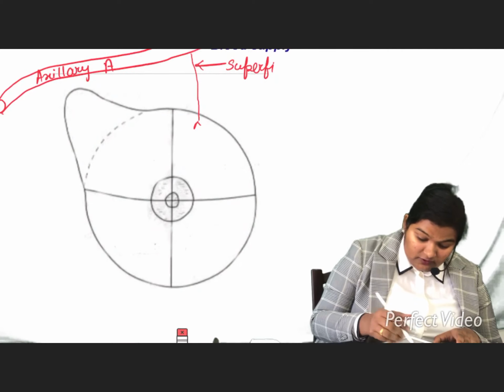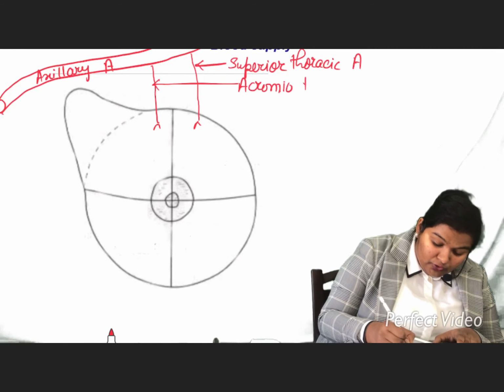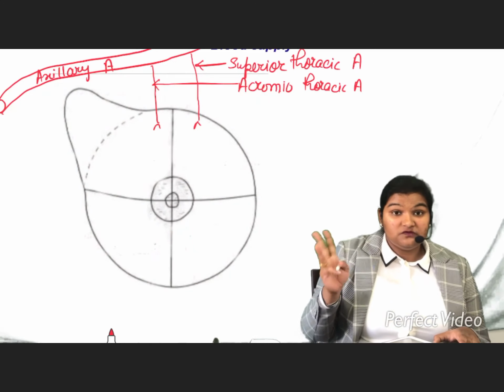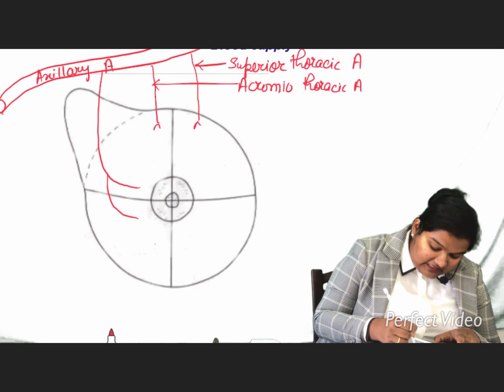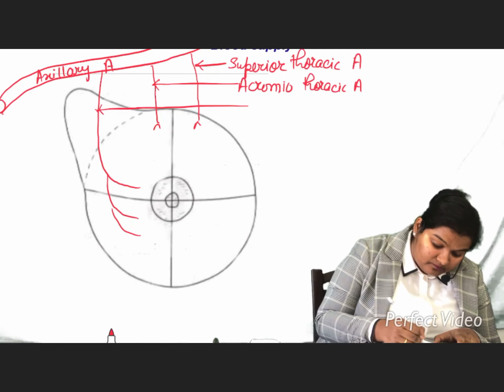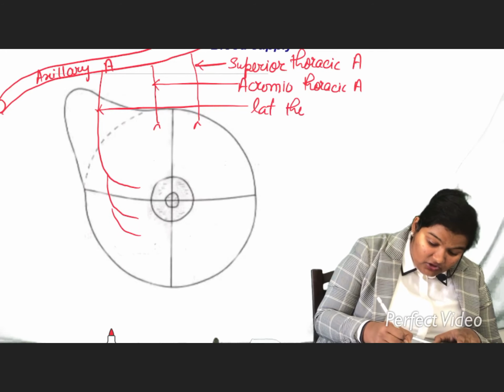We have superior thoracic artery, right? Then this axillary artery again gives another branch, which is acromiothoracic artery, right? And it gives the third branch which is lateral thoracic artery. Okay, so it gives like this. So it is lateral thoracic artery. So this forms first group of arterial supply.